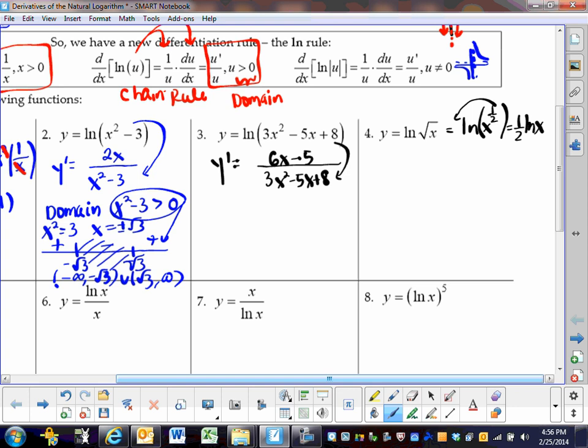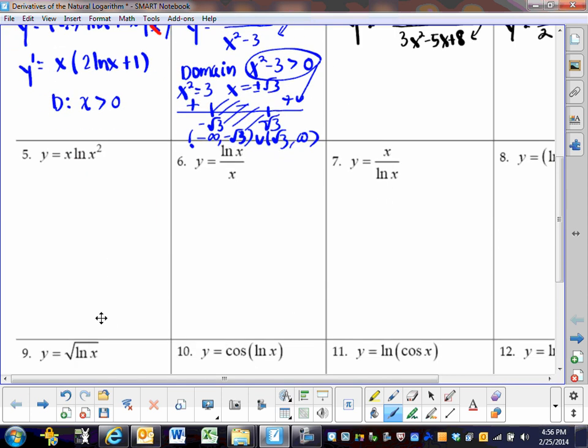For problem 4, I would rewrite this problem as natural log of x to the 1/2, and I would use log rules to bring this 1/2 down to the front so that my y value is actually 1/2 natural log of x. So my derivative is 1/2 times the derivative of natural log of x, which is 1 over x. So my final answer would be 1 over 2x.